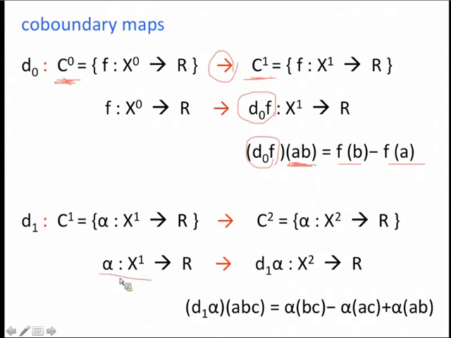If I take a map on edges, we can then create a map on faces where the map acts on a face by just delete a and do alpha of bc. Alternate the sign, delete b minus alpha of ac, delete c, and do plus alpha of ab. And so we can go up in dimension where if our function acts on edges, we can then create a new function that acts on faces.